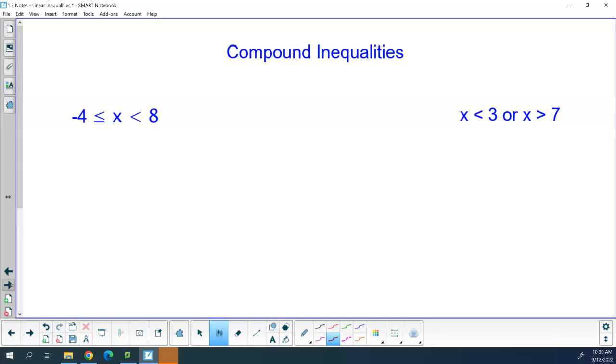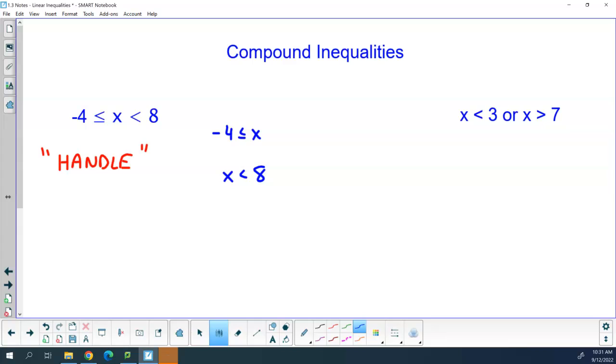One of them is a handle, is what I like to call it. I call it a handle. Okay? And that's this one. And here's why. When we go to graph it, we're going to graph -4 is less than or equal to x, and x is less than 8 on the same graph.